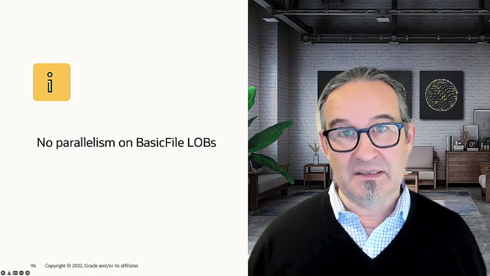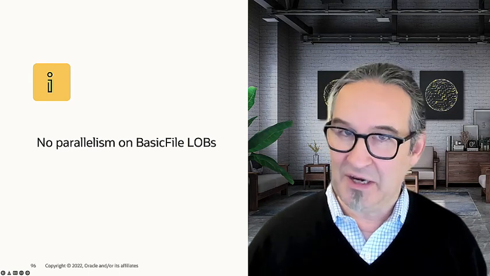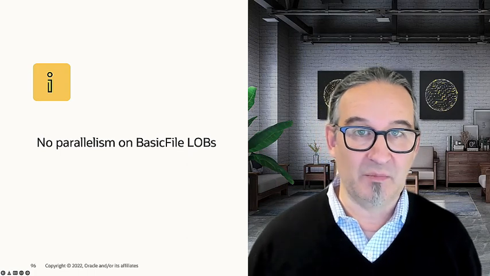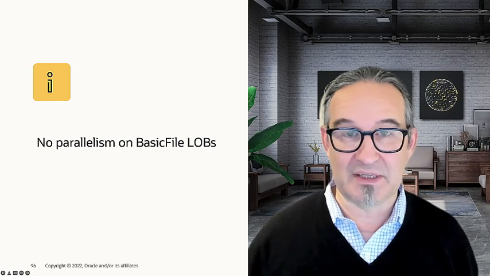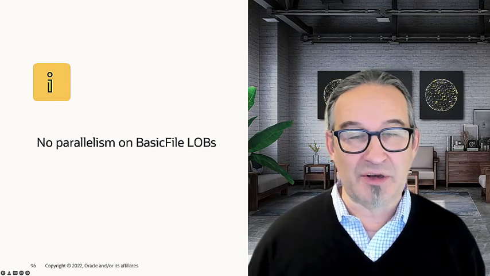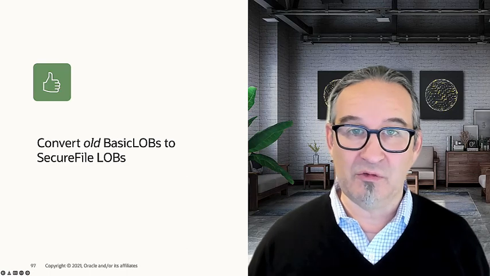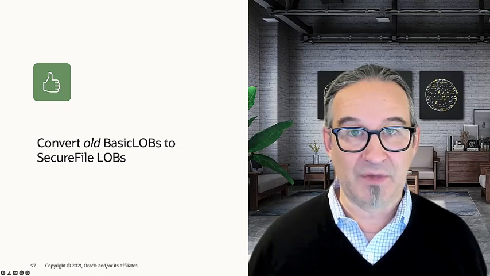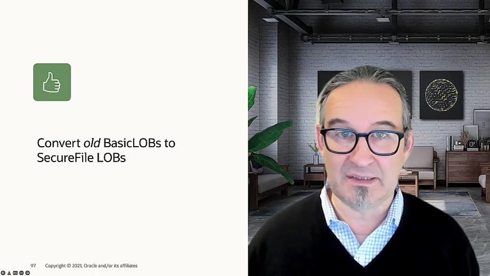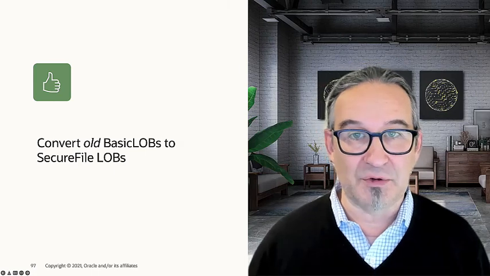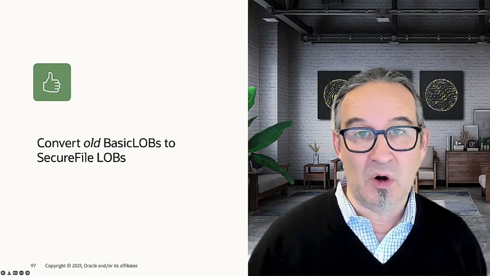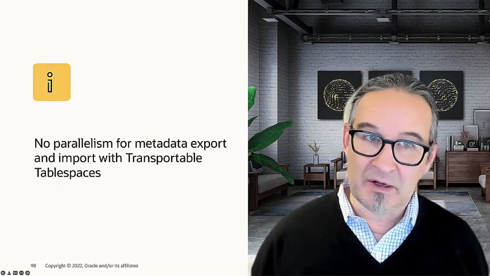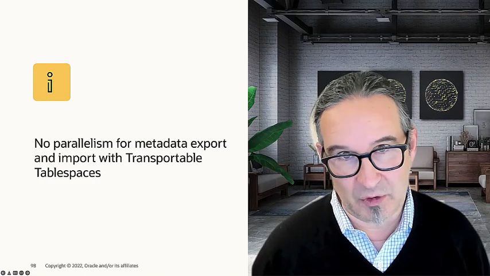Second thing is, there's no parallelism for basic LOB files. You may know that from some experiences when you exported a database with Data Pump and you had basic LOBs, the old LOBs since 8i, and it went really, really slow. But we told you before, the relief is very simple. Convert them to SecureFile LOBs. Use DBMS_REDEFINITION or a 19c online table move that allows you to move from old BasicFile LOBs to SecureFile LOBs.